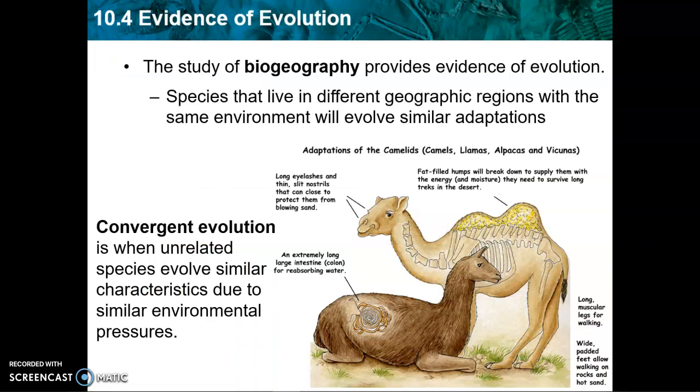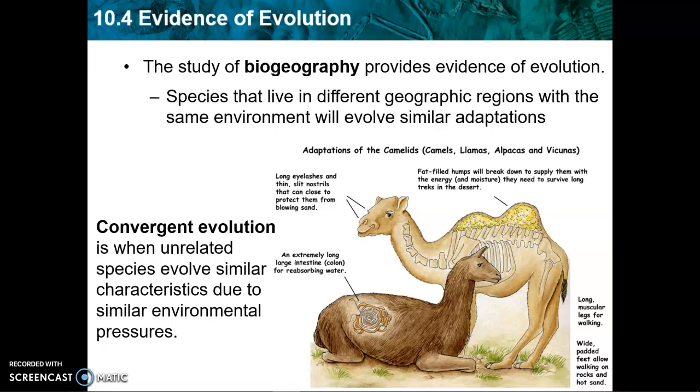Our next piece of evidence is called biogeography. Bio obviously means life, and geography would be where things are located. So if we look at the location of different species, we can see that even if they live in different geographic regions, they will tend to evolve similar adaptations because adaptations allow species to survive in some particular environment. And if that environment exists in different places, we can and do see evolution repeat itself and happen in the same way in multiple different locations.